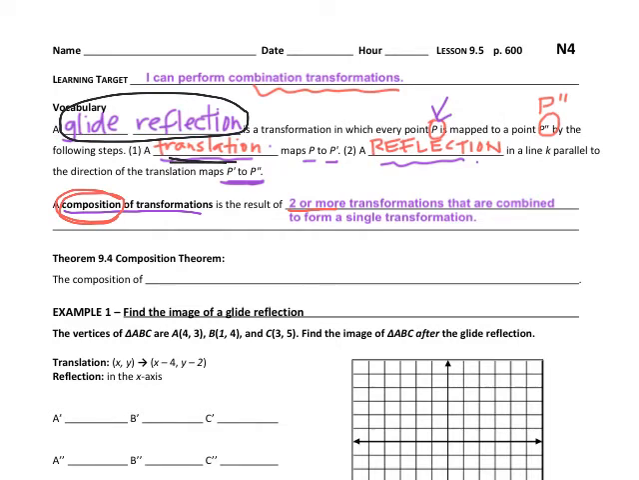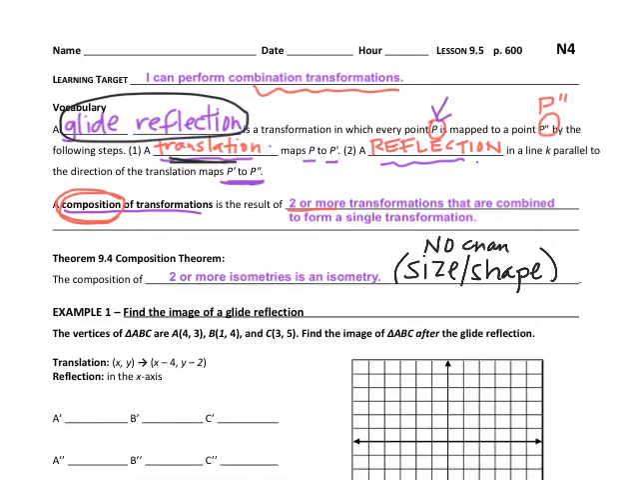And then we have Theorem 9.4, the composition theorem. As you see here, this theorem states that the composition of two or more isometries is an isometry. And remember, this just means that the size and the shape is not changed at all. So the original shape should be the same even after the two transformations have taken place. Okay, so no change in the size or the shape of the figure.